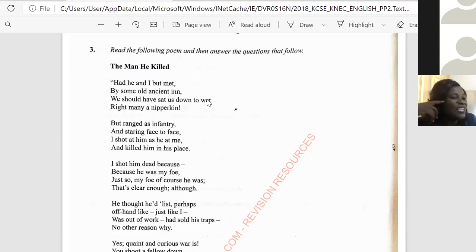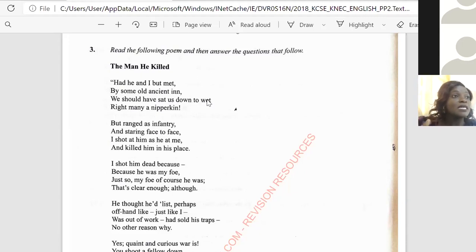That is why he says, I shot him because he was my foe. He's convincing himself that he was his enemy. A foe is an enemy. Just so, my foe, my enemy. Of course he was. You see the way he's trying to convince himself? Yes. So that he can accept that what he did was not a crime, maybe.